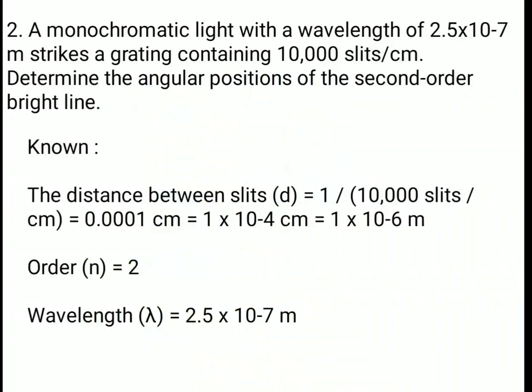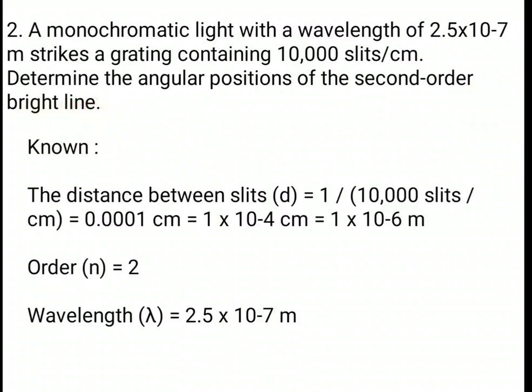Another problem: a monochromatic light with a wavelength of 2.5 into 10 power minus 7 meters strikes a grating containing 10,000 slits per centimeter. Now determine the angular separation or angular position of the second order bright line.